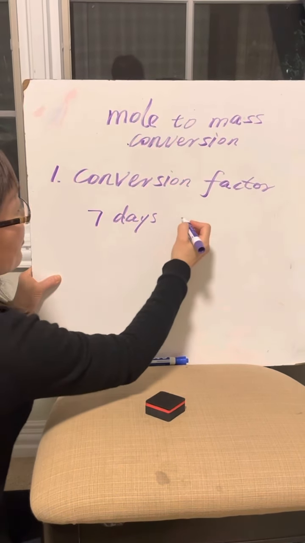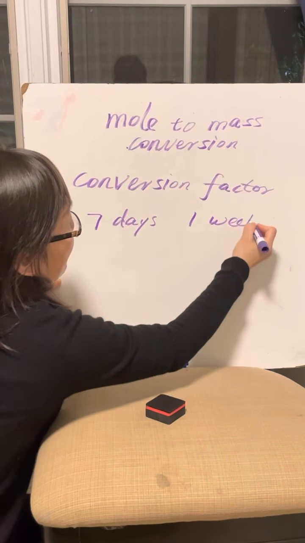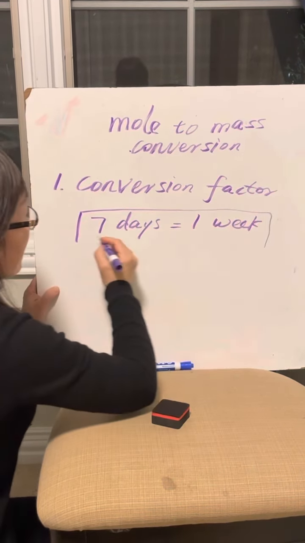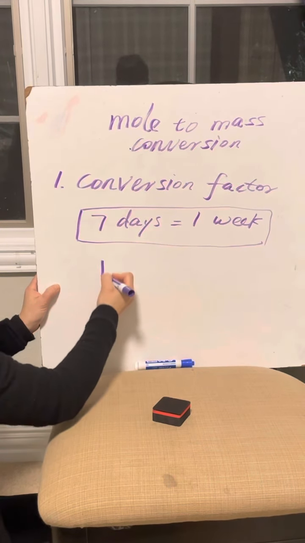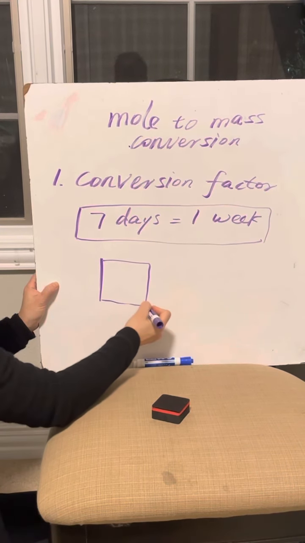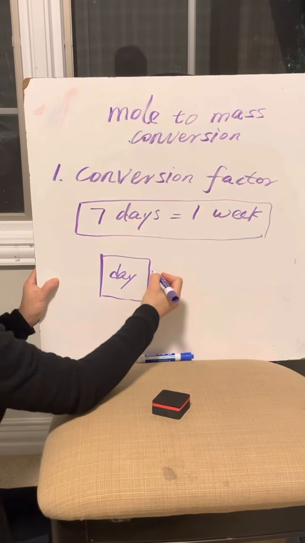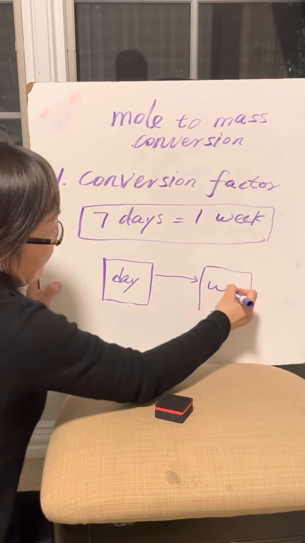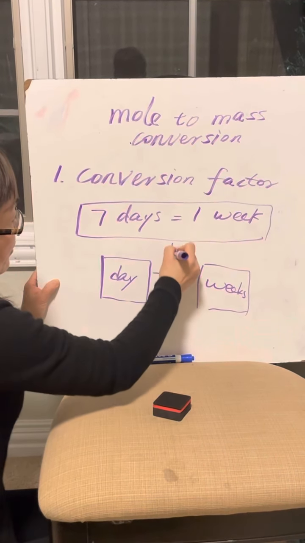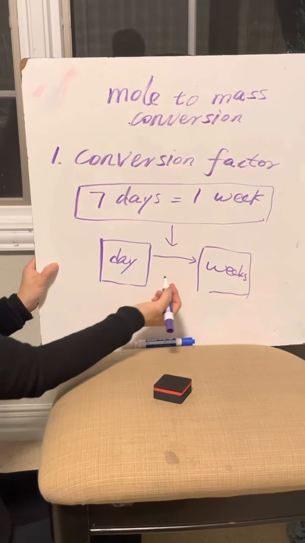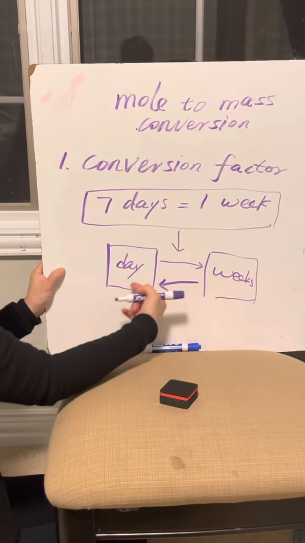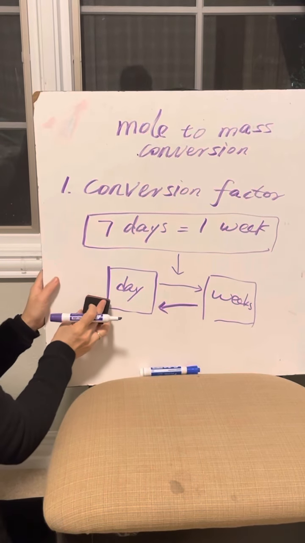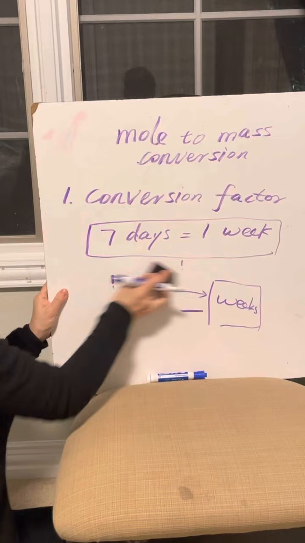7 days is basically 1 week, right? And these two are equal. We can use this as a conversion factor. For example, if we know how many days, we can convert that to how many weeks by using that conversion factor. And we can also convert weeks back to days by using this conversion factor. I'm going to explain the detail. I'm going to erase this. Sorry, I only have a small board.